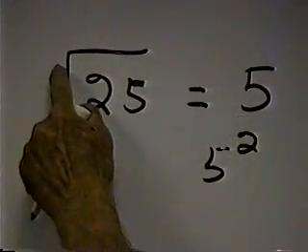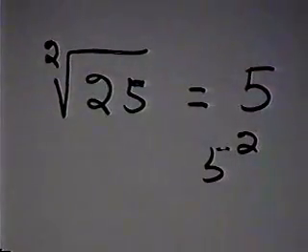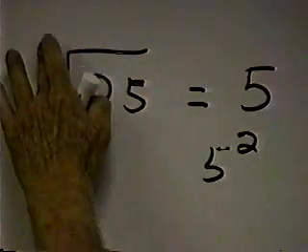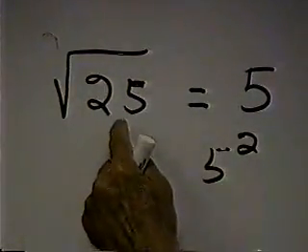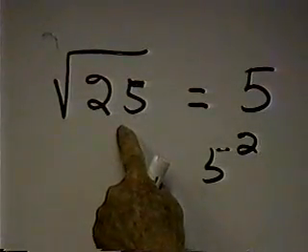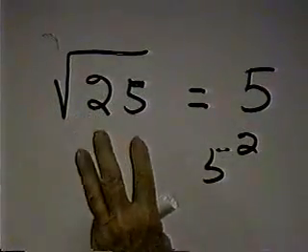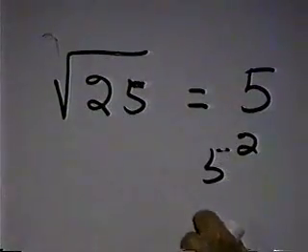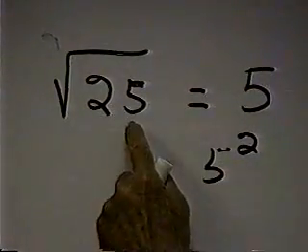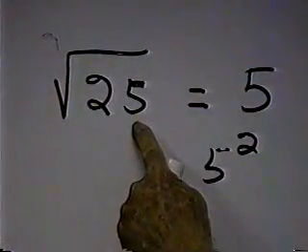Now, if there's not a number up here, then it's considered to be a 2, a square root. So if you don't see that number up there, then that's a square root. That's the index number, telling you how many times you want to multiply a number to get this. In other words, if I had a 3 up here, then I want to take a number and multiply it with itself 3 times to get this answer. So square root says, what number times itself gives me 25?